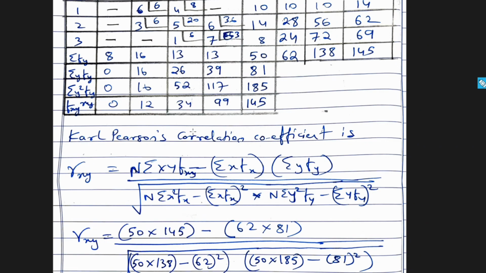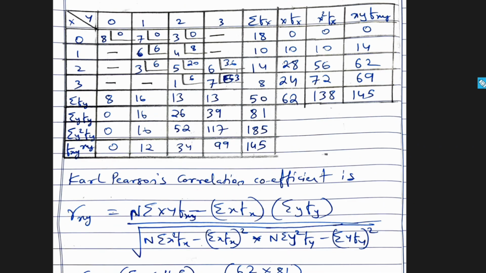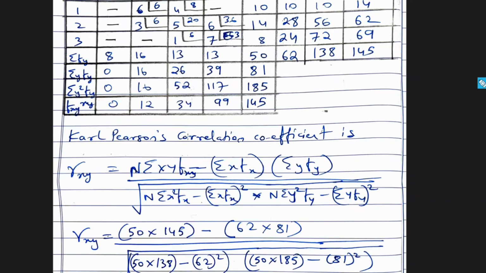Next. So once this table is over, half the problem is done. Now we have to solve the other half by using the formula. So Karl Pearson's correlation coefficient is n into summation of xy into fxy minus summation of x into fx into summation of y into fy whole divided by root of n into summation of x square fx minus summation of x fx whole square into n into y square fy minus summation of y fy whole square.